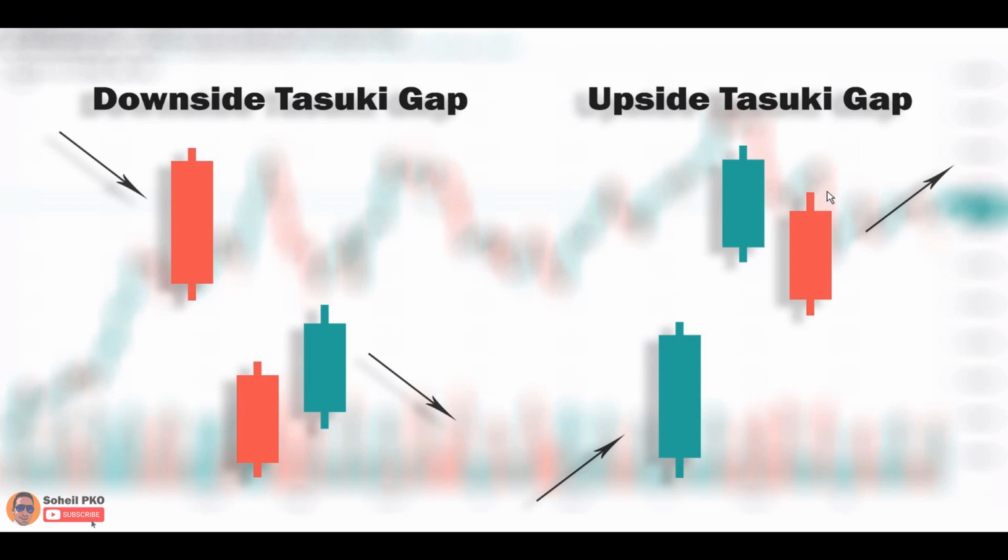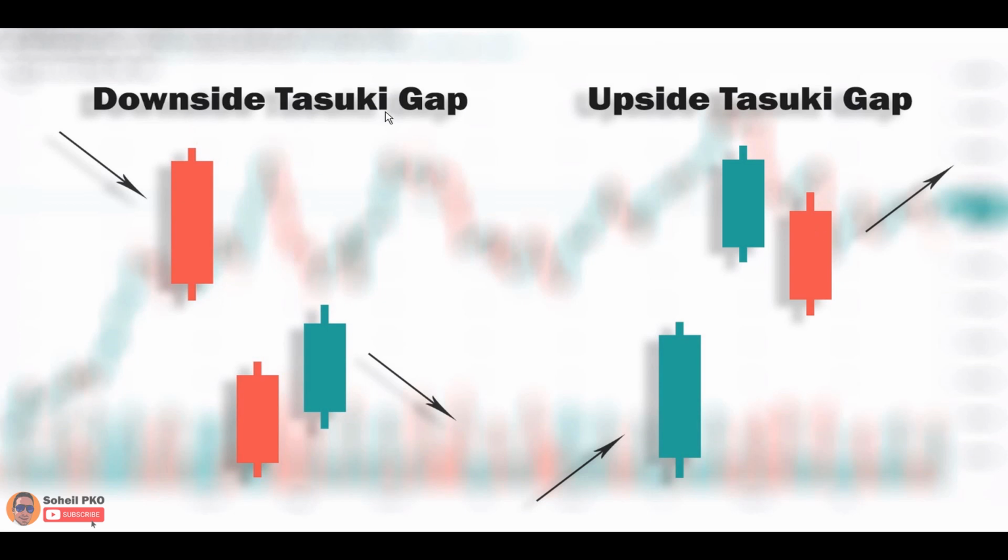And the third one is a medium red candle that is opened in the body of the previous candle and is closed above the first candle close. And it means that it couldn't fill the gap, and it shows that sellers are not strong enough to change the direction of the price, and the uptrend continues.